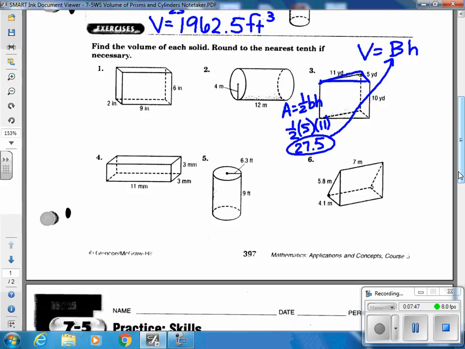So now you're ready to do volume equals, and you're going to insert 27.5. And now you want the height. This height is the height of the entire prism from top triangle to bottom triangle. It always connects the 2 bases, or in this case, the 2 triangles. So for this picture, it's the 10. That's how tall this triangular prism is. Right, so 27.5 times 10 is going to give you a volume of 275, and we're doing yards, and because it's volume, we need a 3. So 275 yards cubed.